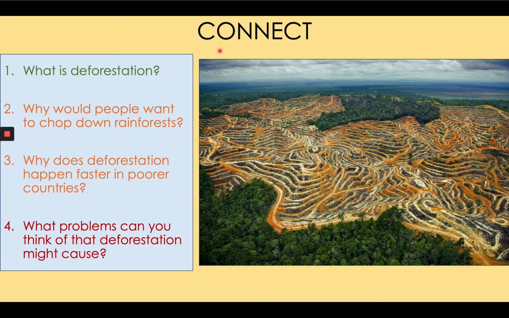So number 1. What is this photo showing? What exactly is deforestation? Well, you should have said that deforestation means the chopping down of trees, like you see here.